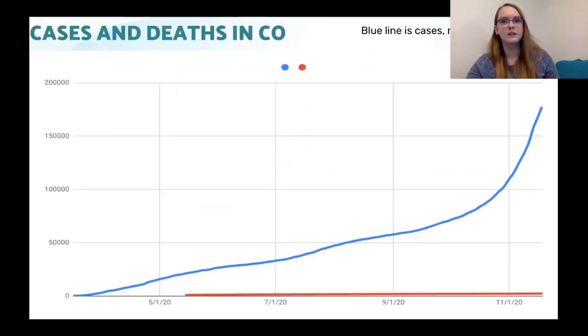One other noticeable trend on this graph is that the deaths seem to be going at a flat rate in comparison to the rapidly increasing cases. This is interesting because we would assume that the deaths would follow a similar pattern to the cases, but this does not seem to be the case.